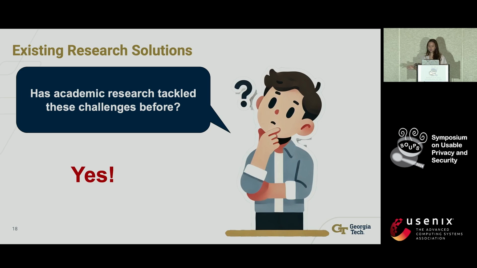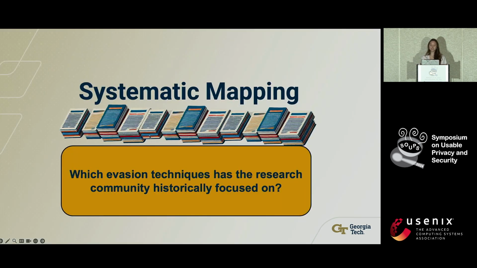However, what we did not find was a comprehensive literature review or summary of the existing research that directly helps counter evasion techniques. So what did we do? We conducted a systematic mapping that specifically answers the question, which evasion techniques has the research community historically focused on?